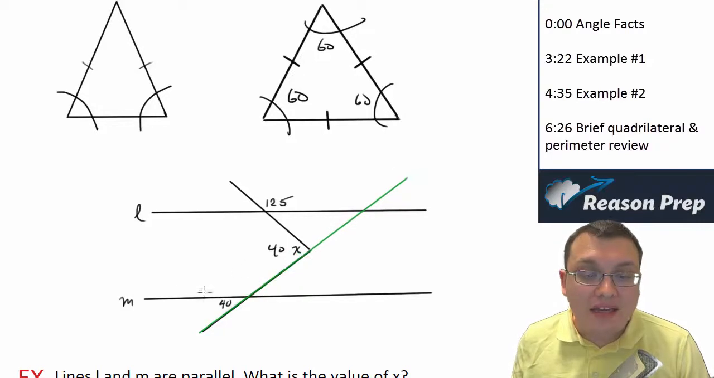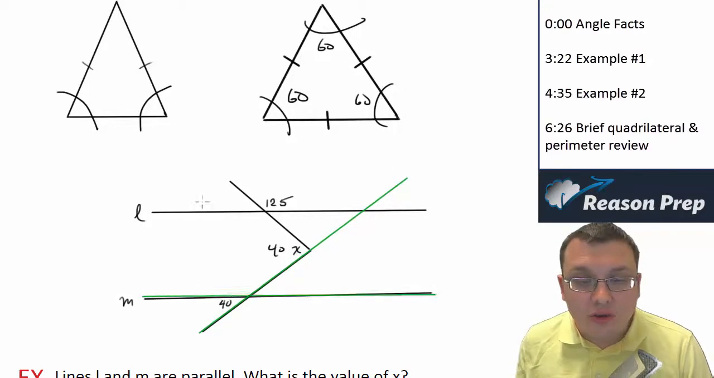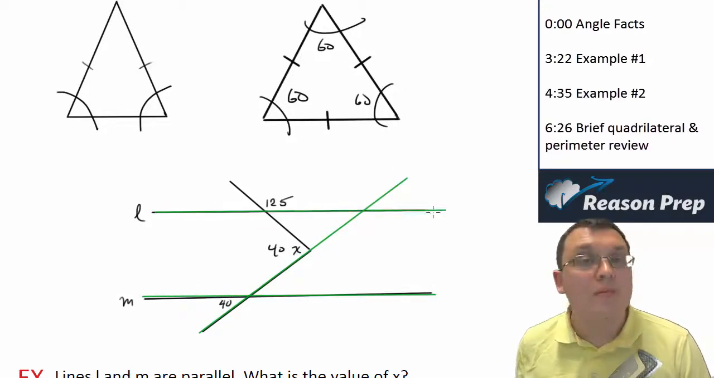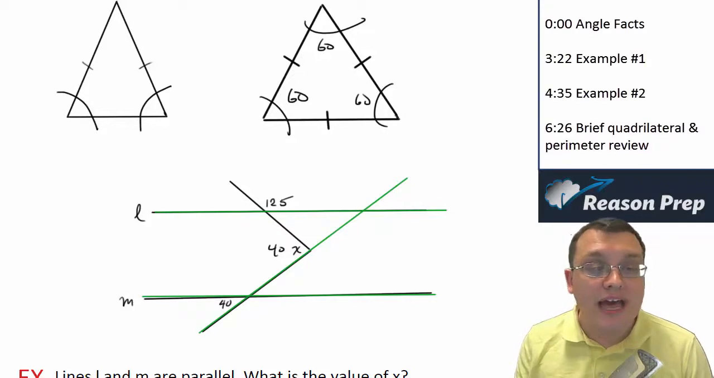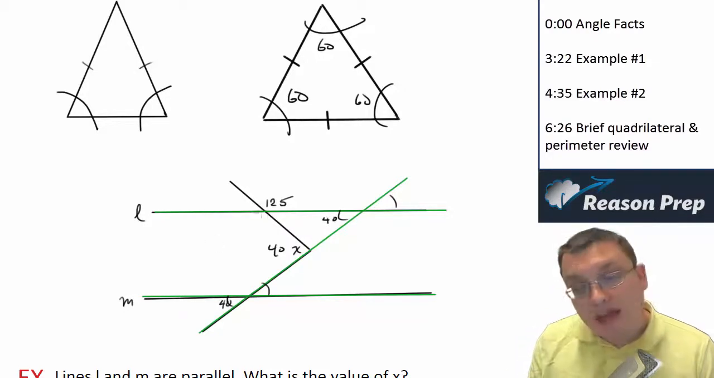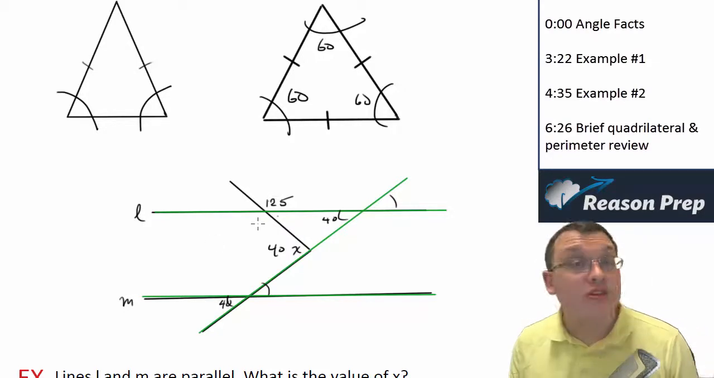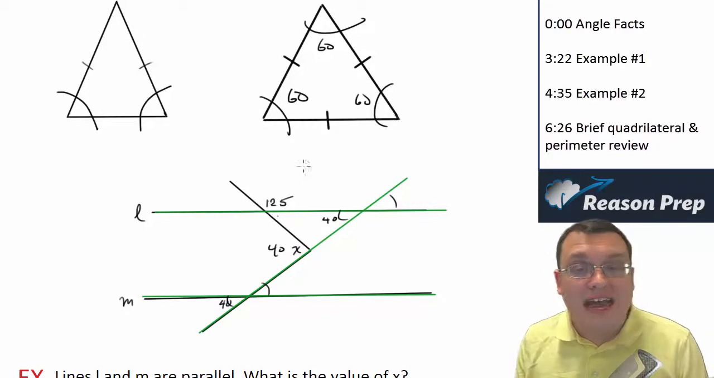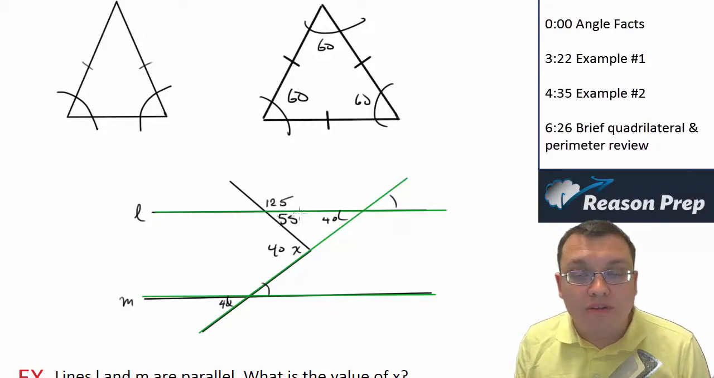When I extend this line, suddenly these green lines form that transversal situation such that all of these small angles must be equal. So we know that angle must be 40. Now here, this angle and this angle, they're supplementary. They're on the same line. They've got to add up to 180. So we know that's got to be 55.